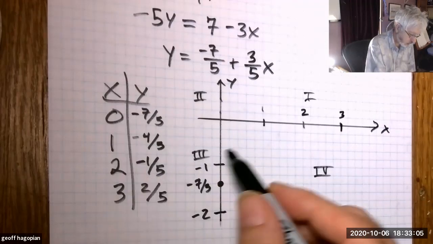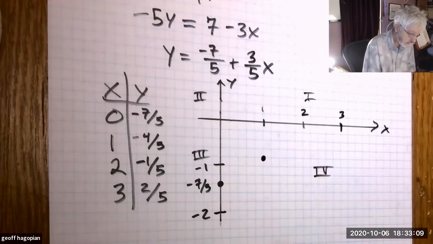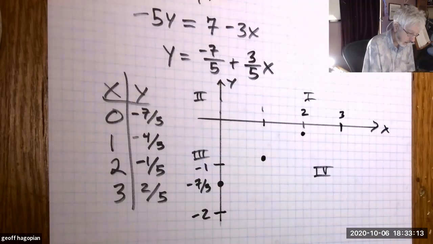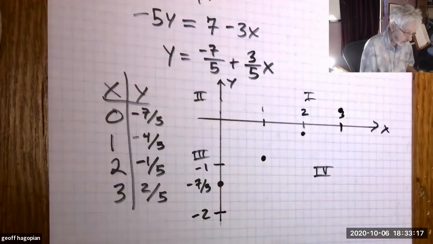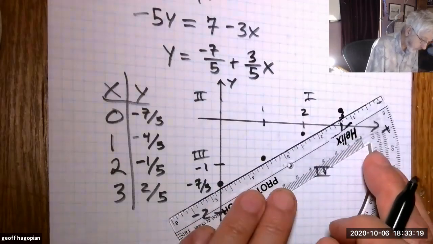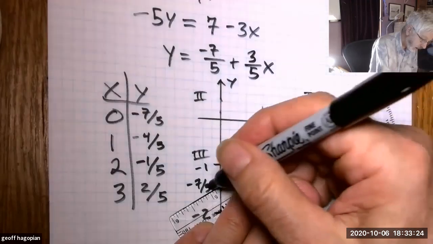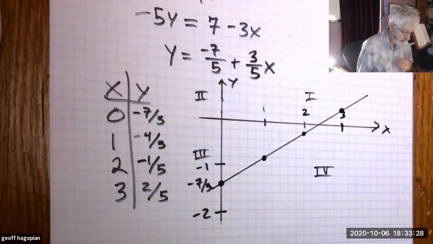Okay, so here we're starting at -7/5. So we plot this 1, -4/5, that's here, right? And 2, -1/5, that's here. And 3, +2/5, that's here. And we notice that these points line up on a straight line. That's why we call it a linear relationship, right?